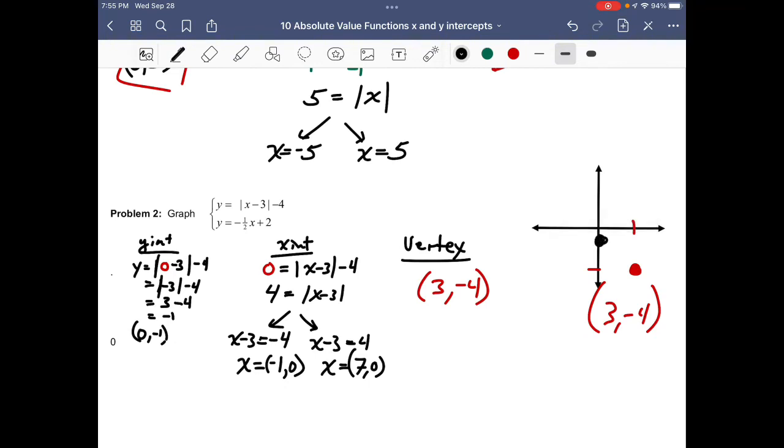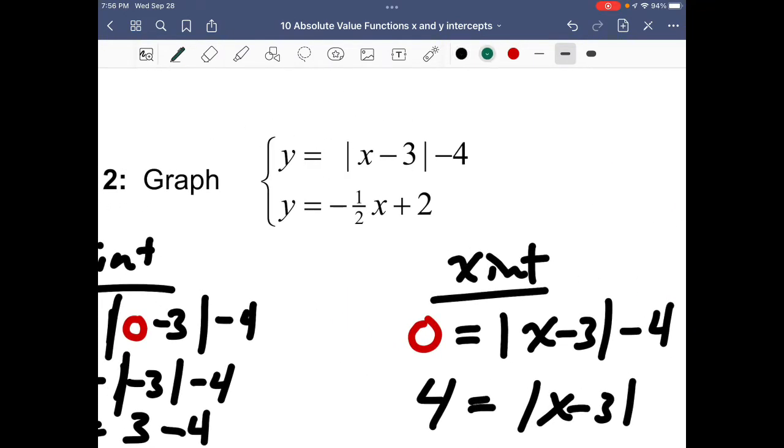What else? I've got a Y-intercept at -1. I've got an X-intercept at -1. And then I've got an X-intercept way over here at 7. There's the cat meowing. All right, so good old absolute value graph. Again, the Y-intercept is at -1. The X-intercept is at -1. And then over here, I was way over here at 7.